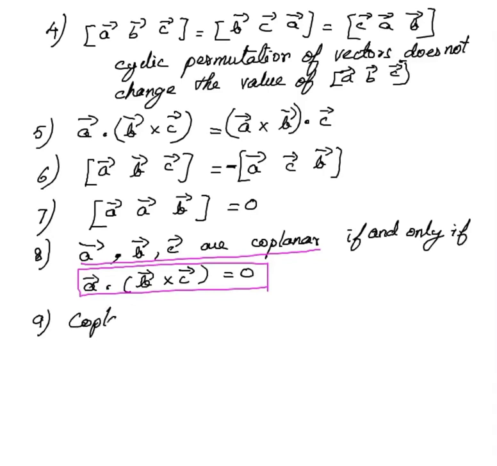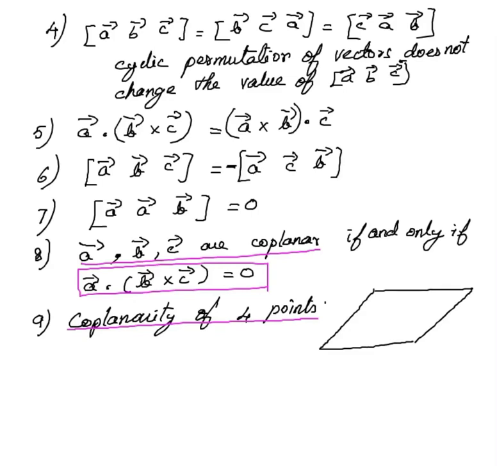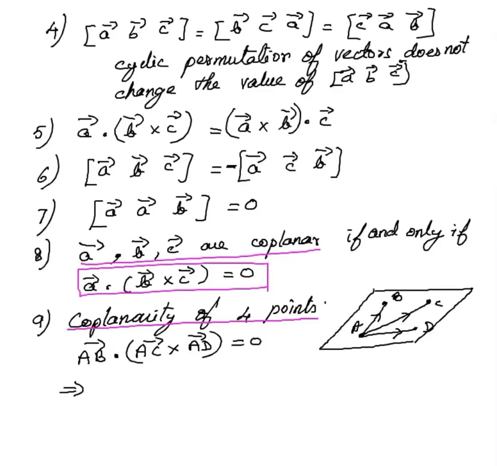Then the next point is coplanarity of 4 points. Three points are always coplanar because passing through 3 points we can always draw a plane. So here we are checking the coplanarity of 4 points A, B, C, D say. We know the coplanarity of 3 vectors, the previous point. So we will find any 3 vectors. Let us find AB vector, AC vector and AD vector. If vector AB dot vector AC cross vector AD is 0, then these 3 vectors are coplanar.